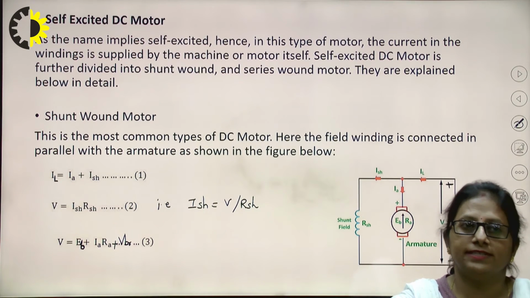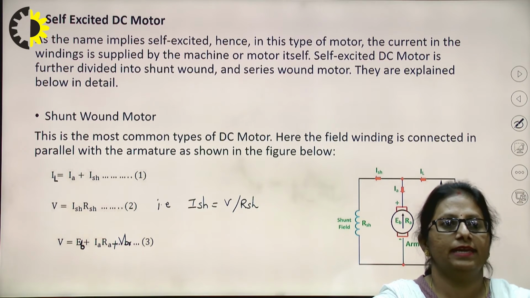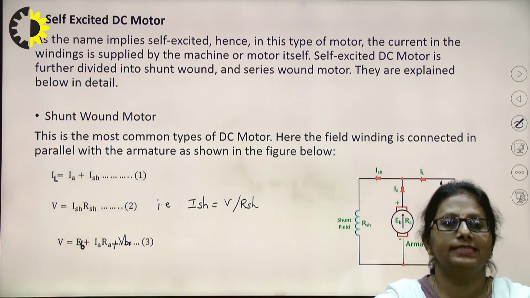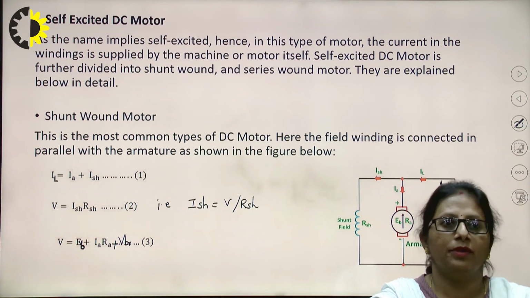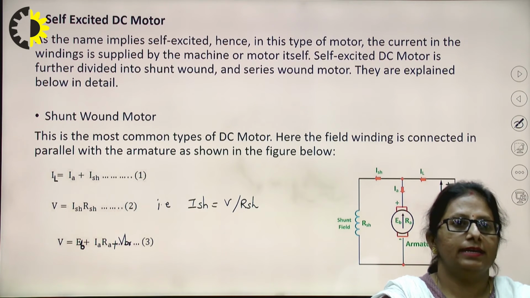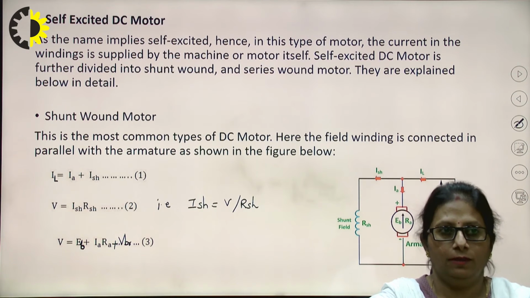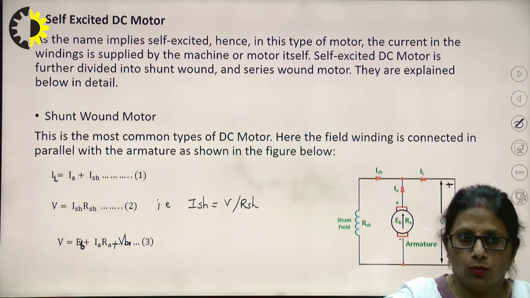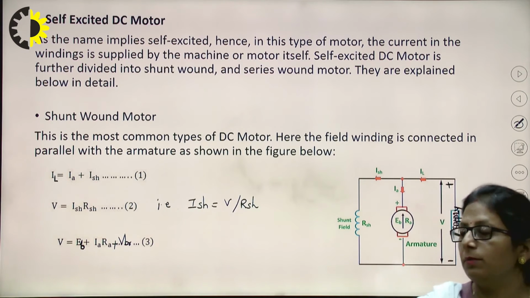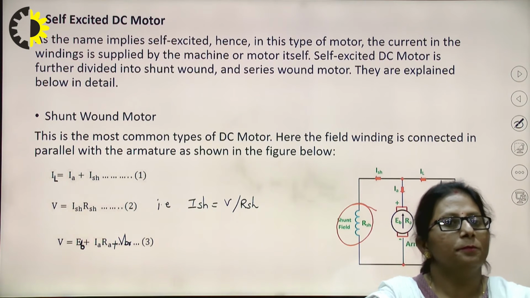Now, self-excited DC motor. In case of self-excited, as we have discussed, I can be having various classifications. I can be having shunt, series, compound. Now, I'm directly coming to what self-excited means. In this type of motor, the current in the windings is supplied by the machine or the motor itself, right? So, for a shunt wound motor, this is the most common type of the DC motor. Here, the field winding is connected in parallel with the armature, shunt with the armature, right?